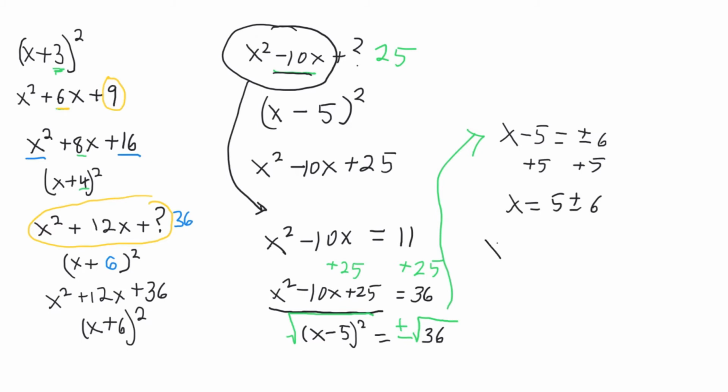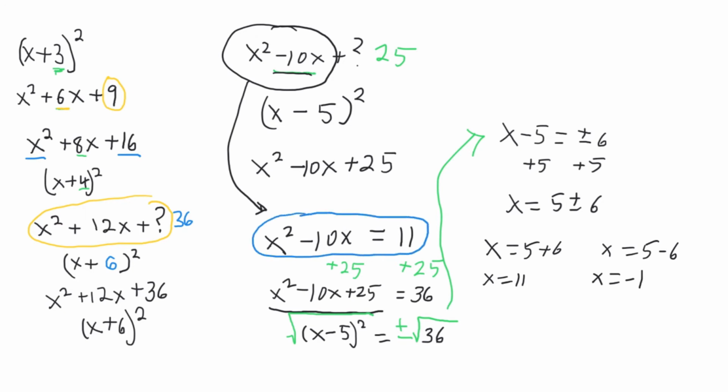So there are two solutions, x equals 5 plus 6, or x equals 5 minus 6, giving me x equals 11, or x equals negative 1. Let's jump up to the top and check these solutions really quickly. So here's my original equation. If I replace x with 11, I have 11 squared minus 10 times 11 equals 11. 121 minus 110 equals 11. 11 equals 11. That works out.